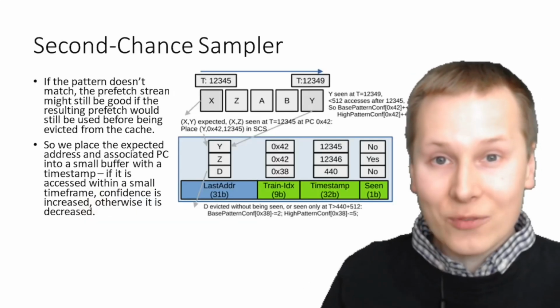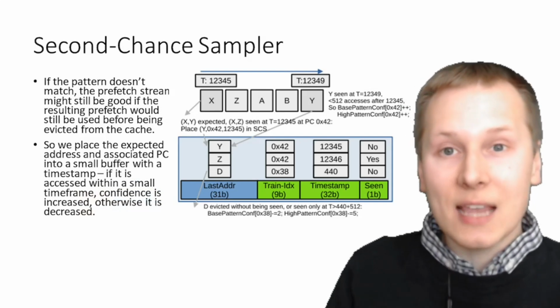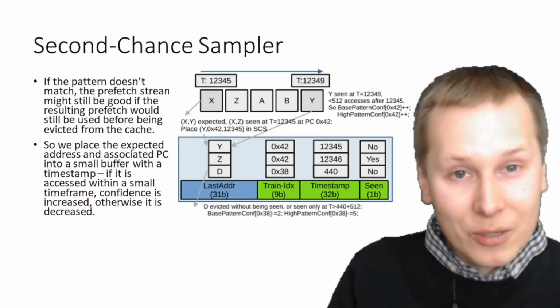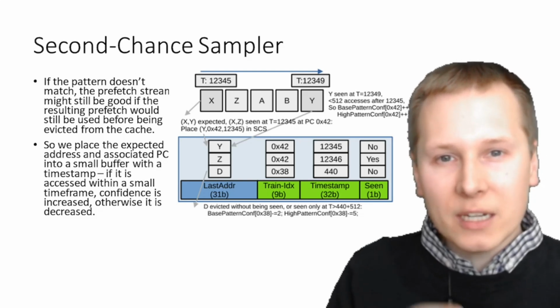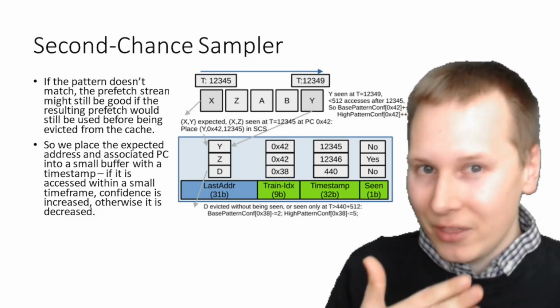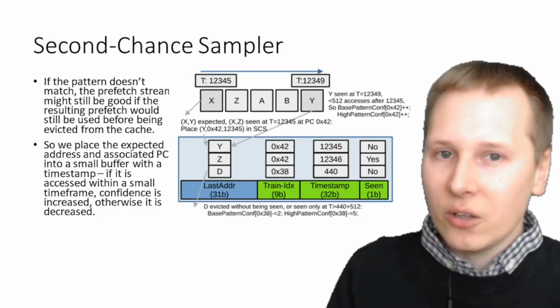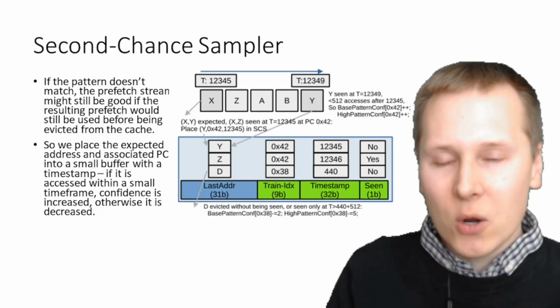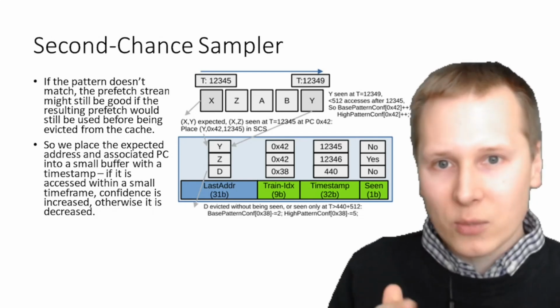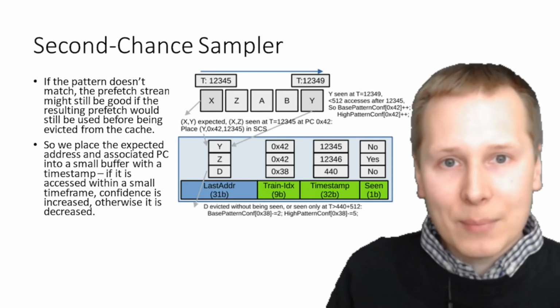On the flip side, if we don't have a match, just like I said, we might have a good prefetch, but we might not. What we do here is we then put the target that we expected to see, rather than the target that we got, into this thing called a second chance sampler, which is pretty simple actually. All it's doing is storing the address we expected, a PC and a timestamp.